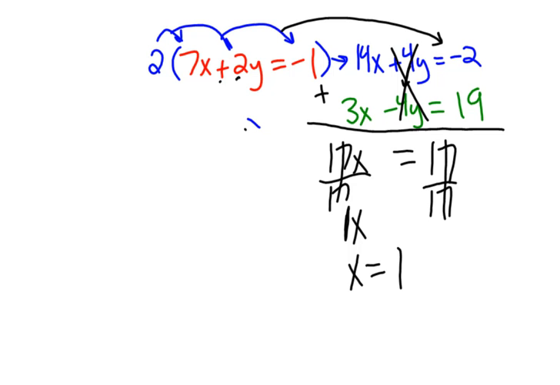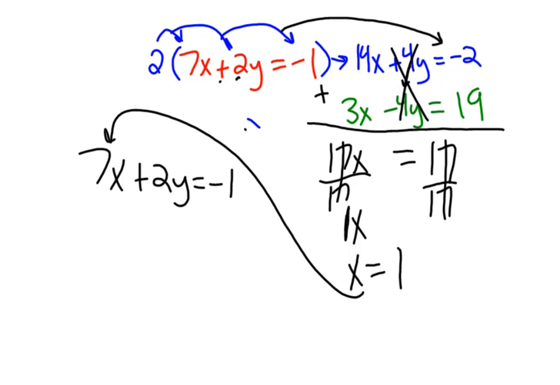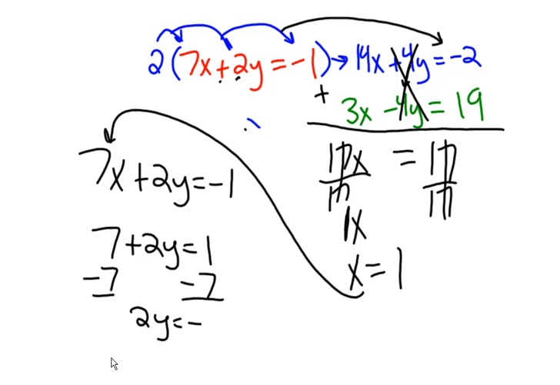Now you have to solve for y. Real quick, we pick any equation. So we have 7x plus 2y, and now I'm in hurry mode because I'm running out of time. If I take my x and plug it in, I now have 7 plus 2y is equal to 1. I took the x and plugged it in, and I subtract 7. And then I got 2y is equal to -6, right?